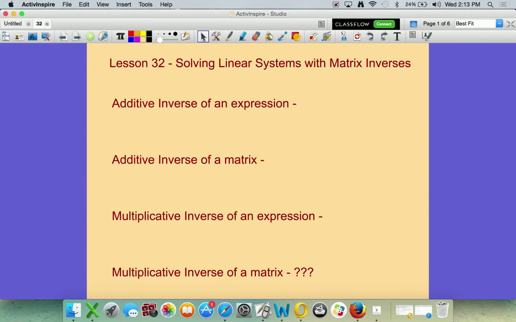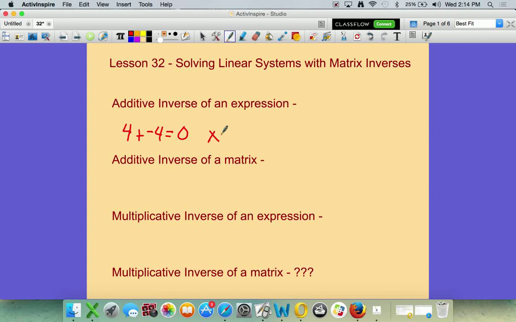We are going to do lesson 32, solving linear systems with matrix inverses. Before we do that, we need to talk about some of the basic terms that we've already dealt with this year. Additive inverse of an expression. If I had, for example, 4, what do I have to add to that to get 0? Well, that is just a negative 4. So we're just flipping the sign there.